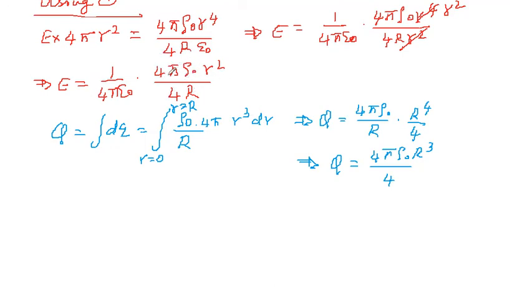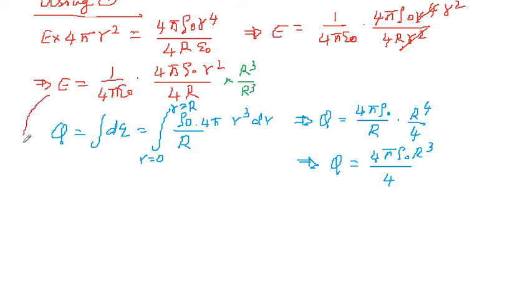I have 4 pi, which is here. I have rho o, which is also here. And 4 should be in the bottom. Yes, of course it is here. But what is missing? R cube. So now simply multiply this equation by r to the power 3 divided by r to the power 3. So then what happens?